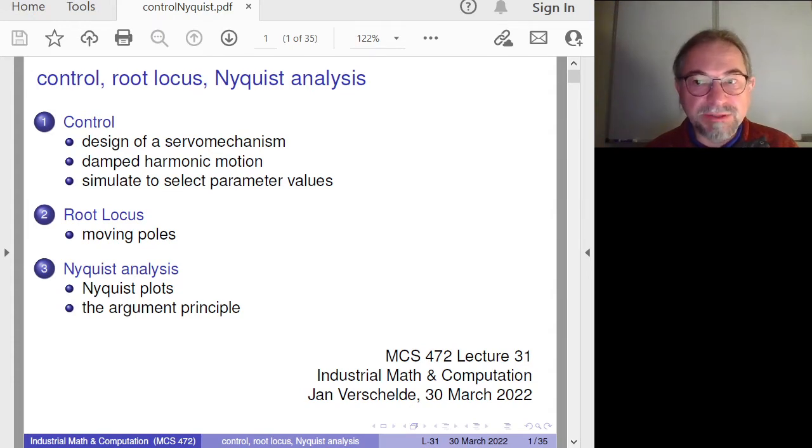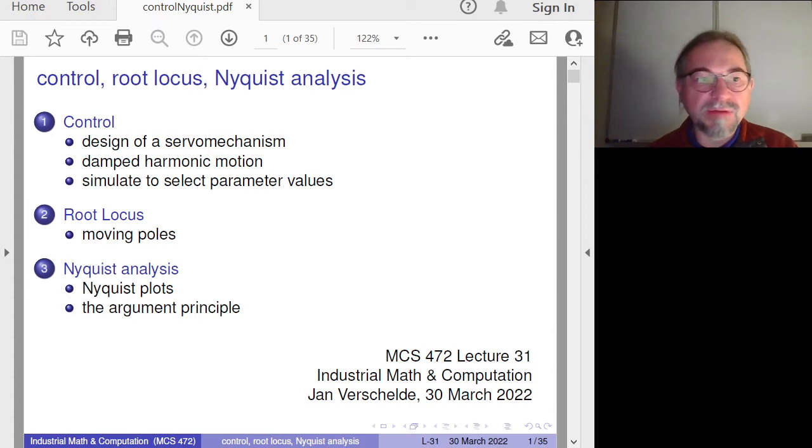Last time we had feedback on the credit card balance, which could be realized with the first order ordinary differential equation. Today we get to a second order differential equation, the equation that we encountered also with damped harmonic motion. So the control is the first half of this lecture.